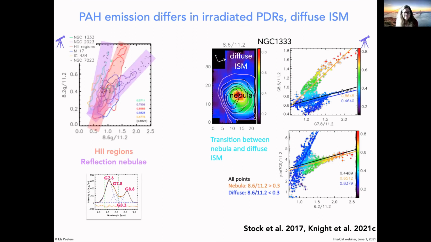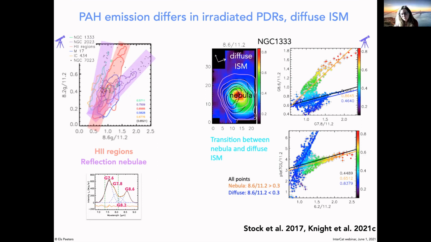Now, if you look at PAH emission for different regions, it's not just the viewing angle of the PDR which will influence your results. It's also the type of interstellar medium you're looking at. Are you looking at a star-forming region? Are you looking at a reflection nebula? And are you looking at the diffuse ISM? They all behave differently in these plots. And I'll show you just two examples here. On the left-hand side, you see a comparison between star-forming regions in red and reflection nebulae in purple. And you see that the correlation for the star-forming regions is very different from that for the reflection nebulae.